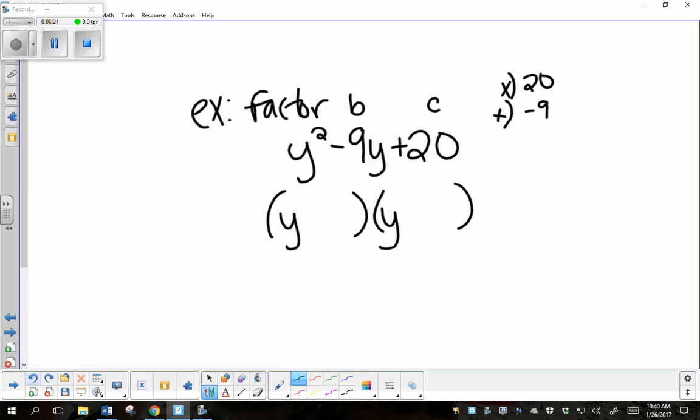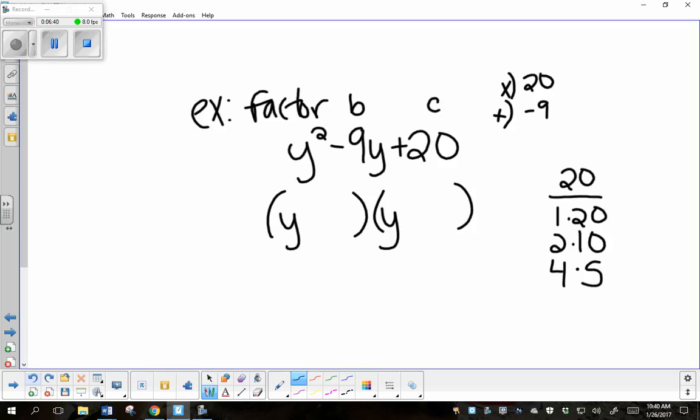And that's kind of a weird little symbol, but that's how you can remember it. It has to multiply to 20, add up to negative 9. So I think the easiest way to start with this is to look at the numbers that multiply to 20. 1 times 20, 2 times 10, and 4 times 5. I think that's about it.